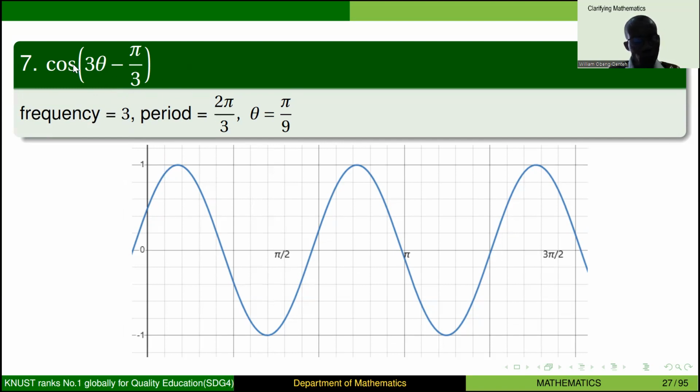You all know the period for cos theta is 2 pi, but the period for cos 3 theta minus pi on 3, basing everything on this, will be 2 pi on 3. And there will be a shift by pi on 9 to the right. And so that is what has been done to this. There is a shift. And so look at how it is done. Remember the shift, and then use the normal conditions that we know to sketch it.